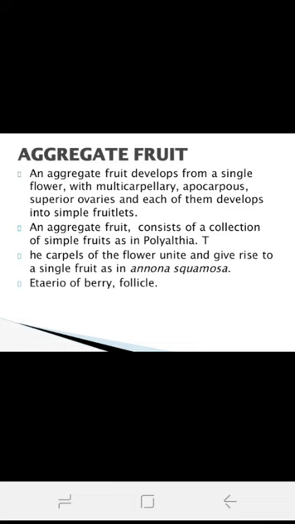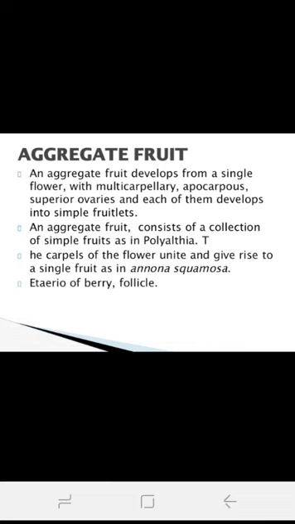Now let us pass on to the second category, that is aggregate fruit. Here the fruit develops from a single flower with a multicarpellary, apocarpous, superior ovary. Apocarpous is a very important term. Each of them develops into simple fruitlets, so they all together form an aggregate. Apocarpous means, as you studied in the first class, that the ovaries are free. Each free ovary becomes a fruitlet, and they combine to form an aggregate fruit.